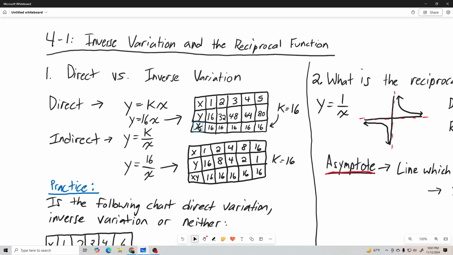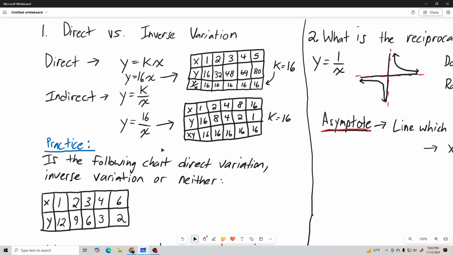So in one, you can take y over x to get this, and for this one, you're going to actually multiply our x and y's to find the scale factor that's the same. All right, so let's look at a couple of problems. That's something we could run into. Just main takeaway, direct is as x gets bigger, y gets bigger, and inverse is as x gets bigger, y gets smaller. So it's actually the opposite.